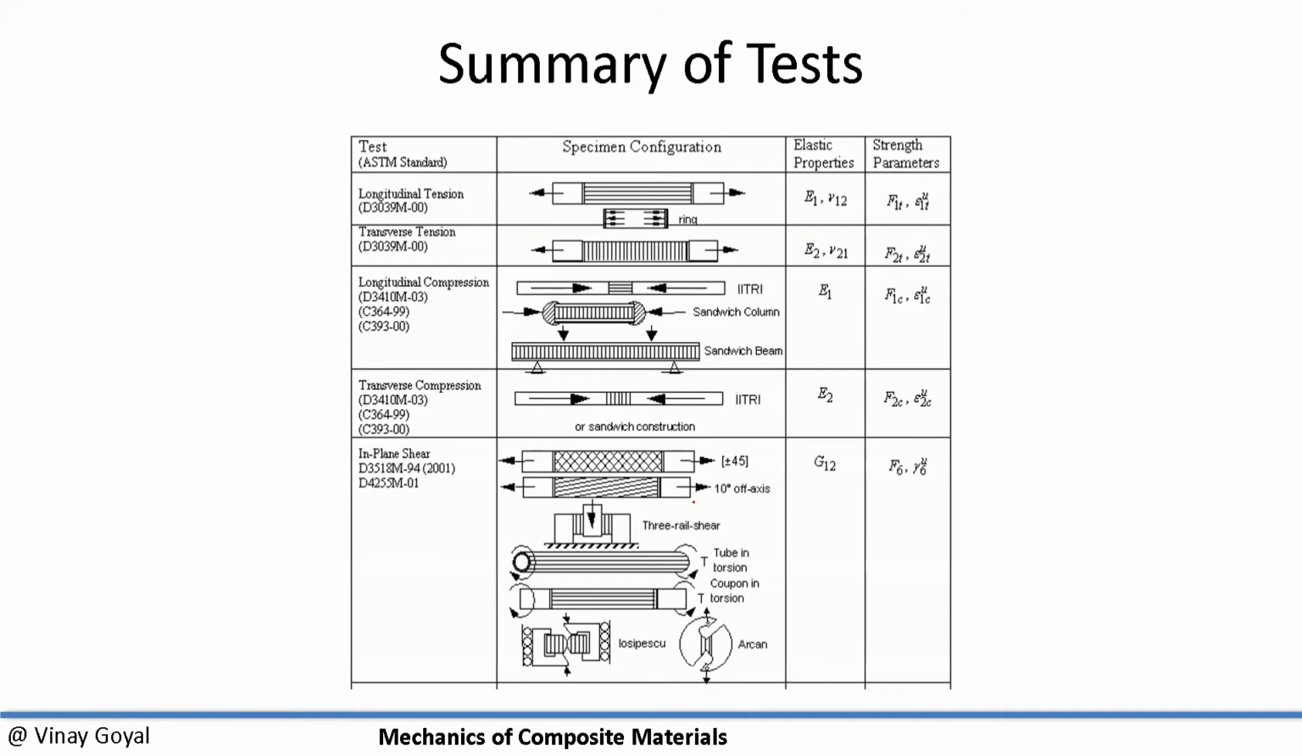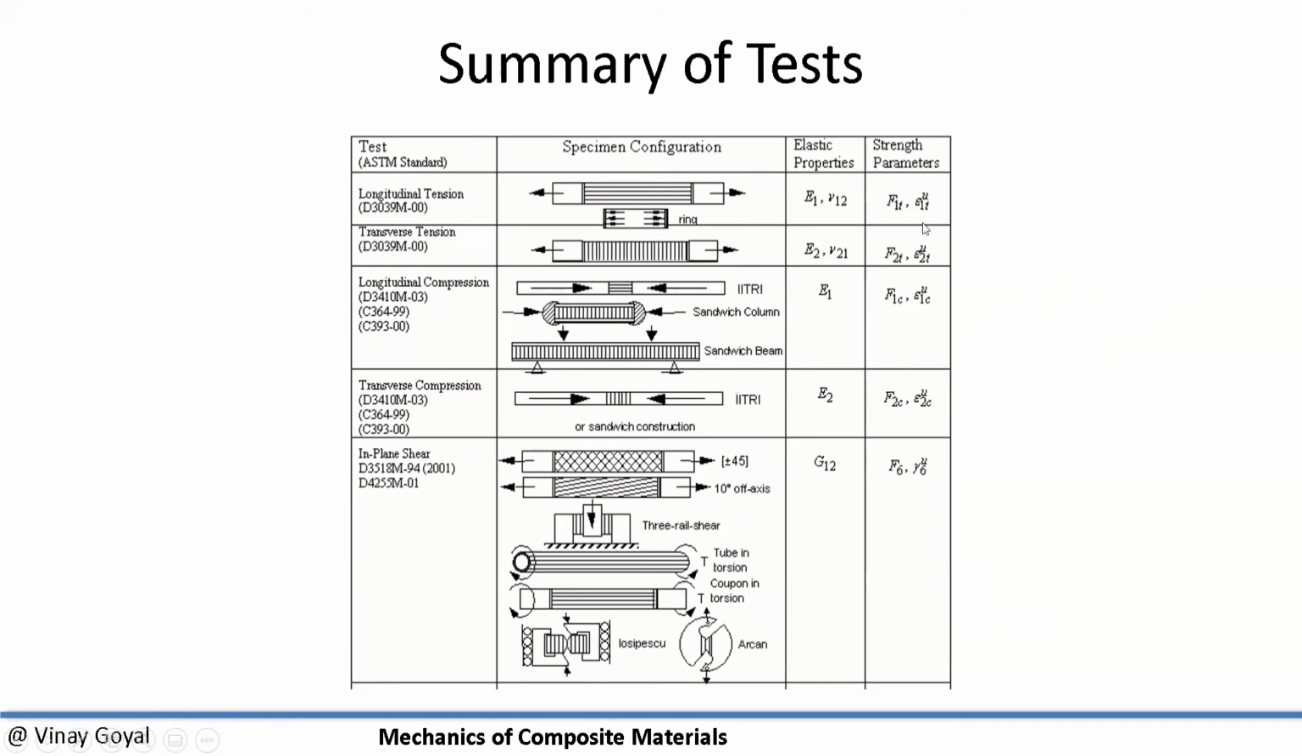So this is a quick summary of the types of tests you may see: longitudinal tension, transverse tension, longitudinal compression, transverse compression, that's important, in-plane shear. And as you can see on the right-hand side, you can see the properties you can get from each of these tests with a diagram in the middle.